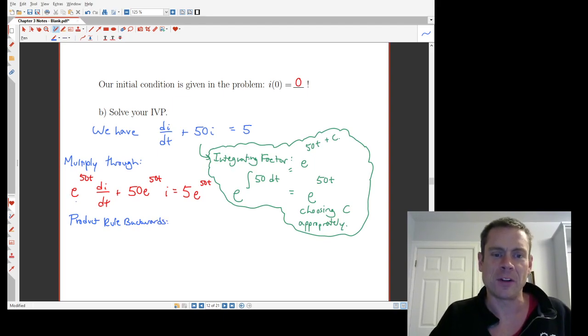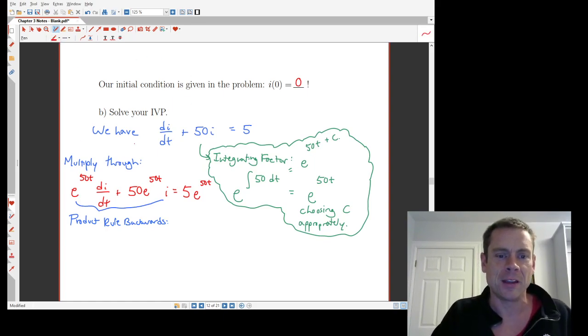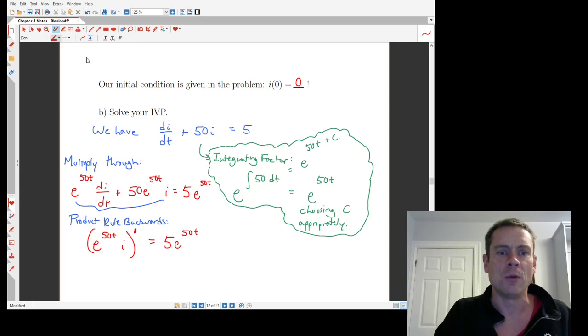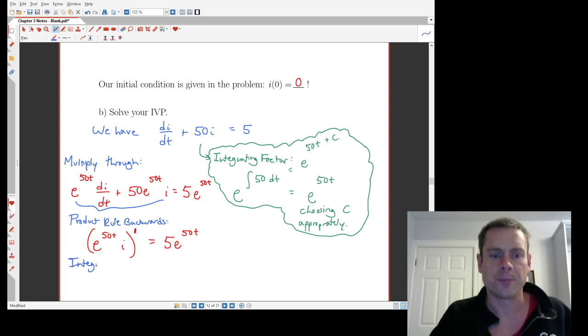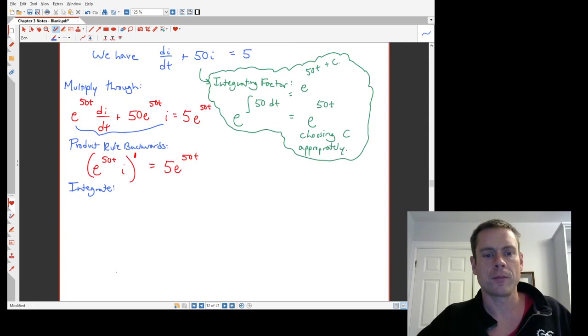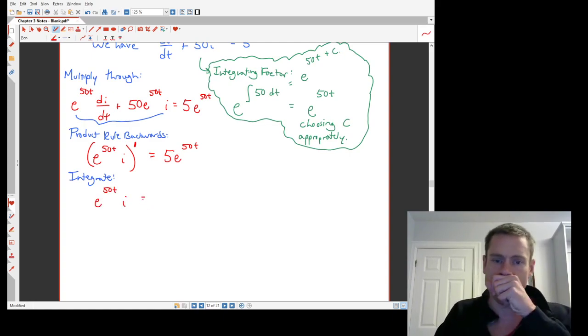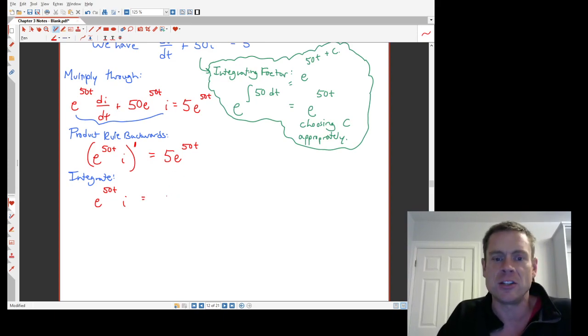This is almost sad. This is one of our last examples that we'll go through completely with first order equations. So, you know, we've come a long way. e to the 50t times I, all prime, is equal to 5 e to the 50t. We will want to integrate. And if we integrate, there aren't any hard functions here, right? It's just what it is. e to the 50t times I equals the integral of this. 50 has to be adjusted for, so I get 5 over 50, which is 1 over 10, e to the 50t plus a constant.